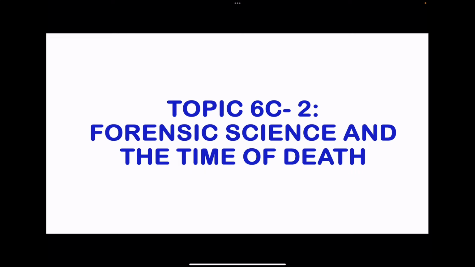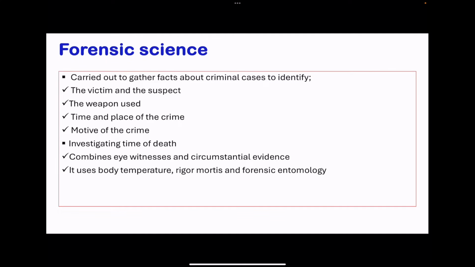In topic 62, forensic science and the time of death. Forensic science is carried out to gather facts about criminal cases. These can involve identification of the victim as well as the suspect. They need to identify the weapon that was used to carry out the specific crime. They need to identify the time as well as the place of the crime. They also need to know the motive.